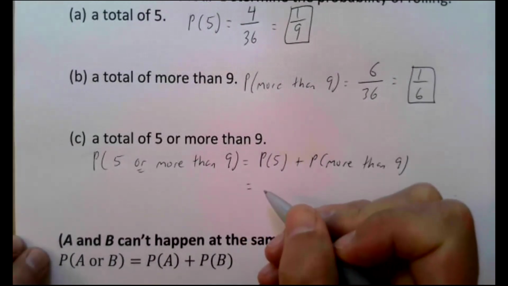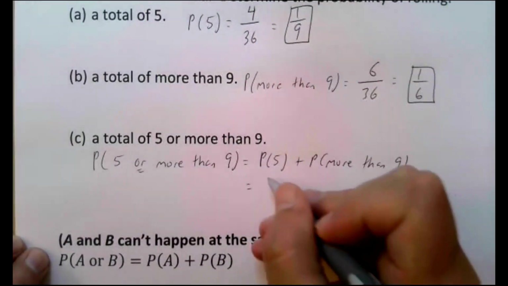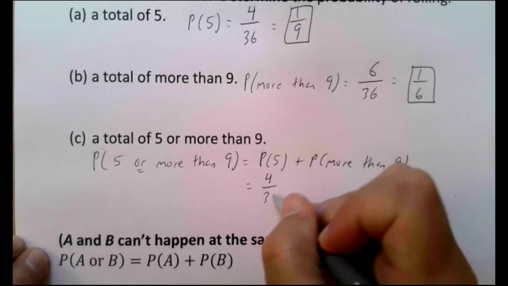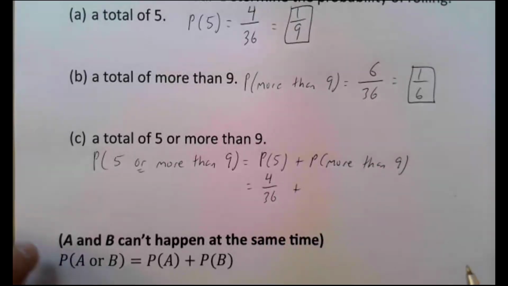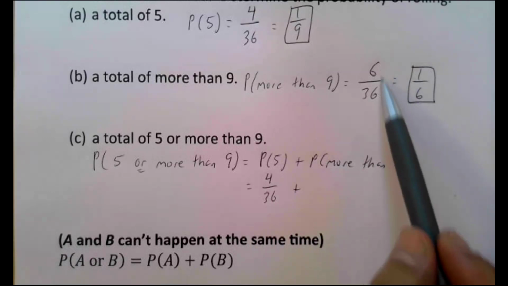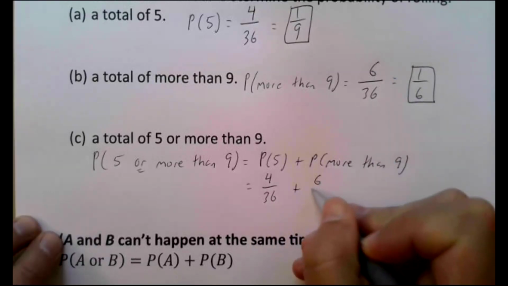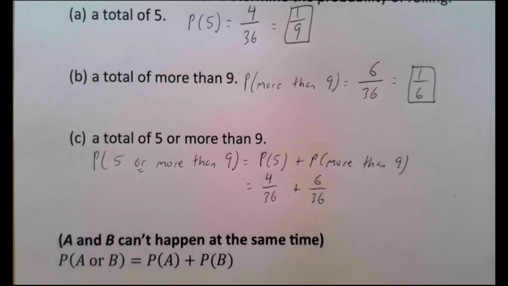So the probability they would add up to 5, there's a 4 out of 36 chance of that happening. And the probability they would add up to something bigger than 9, there's a 6 out of 36 chance of that happening. And that is really it. We don't need to do that subtraction part at the end of the formula because we didn't double count anything. There are no elements of my sample space that fell in this category and also at the same time fell in that category.